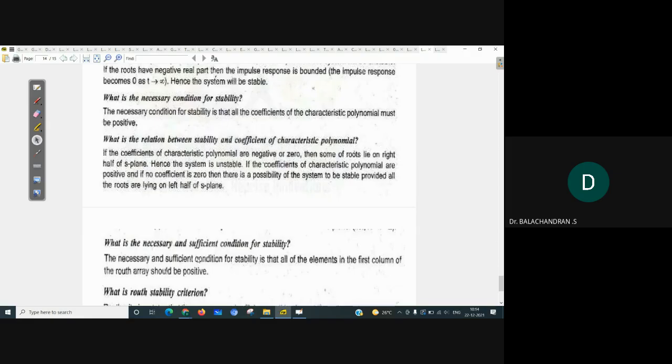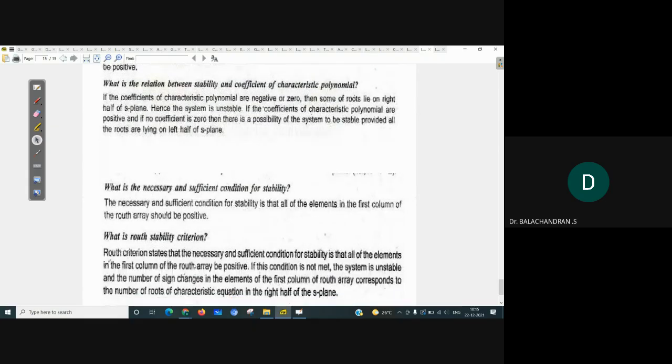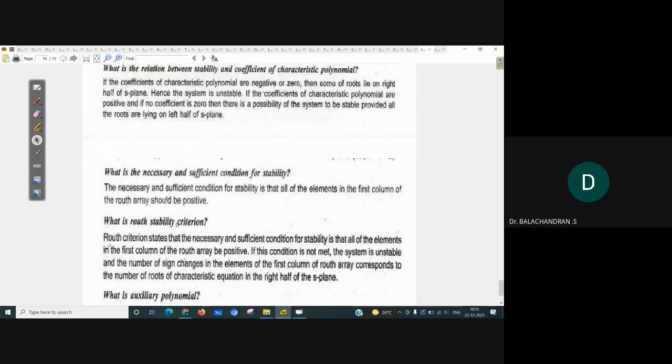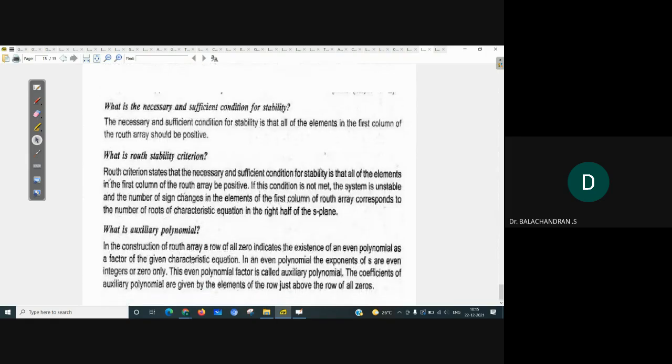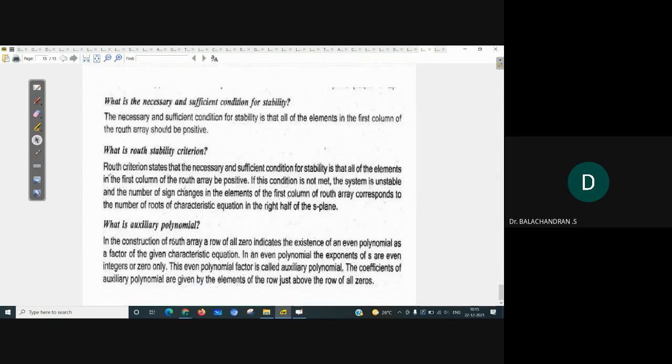What is the necessary and sufficient condition for stability? The necessary and sufficient condition for stability is that all the elements of the first column of the Routh array should be positive. You know that. What is the Routh criterion? I already explained this. What is the auxiliary polynomial? This I also explained.